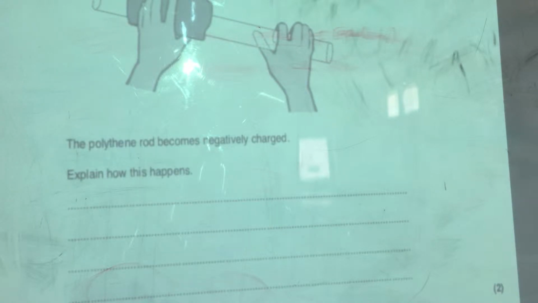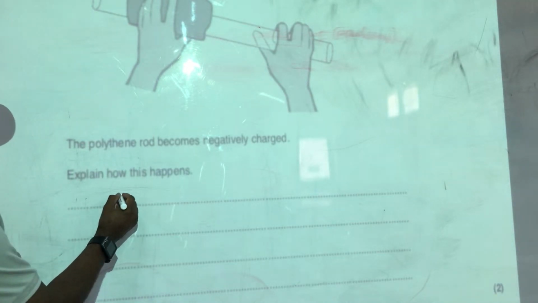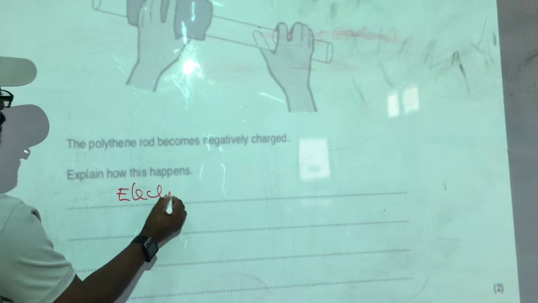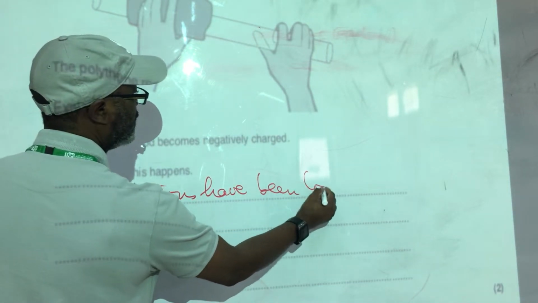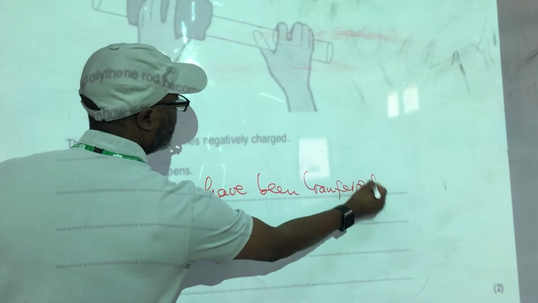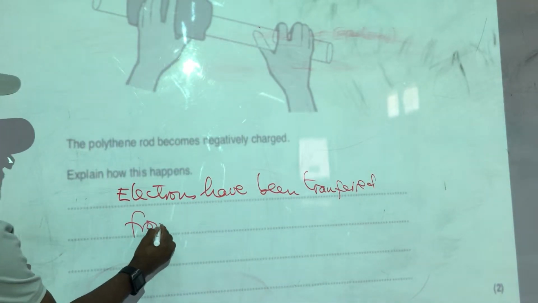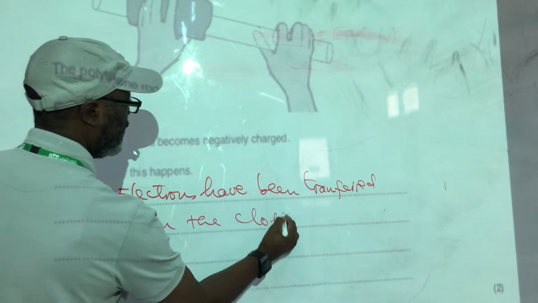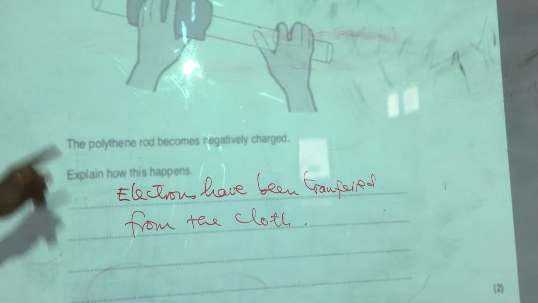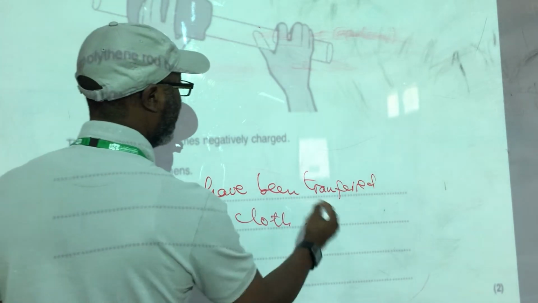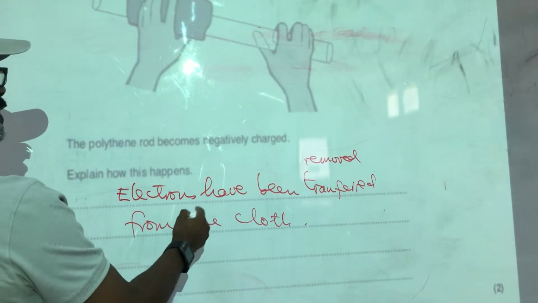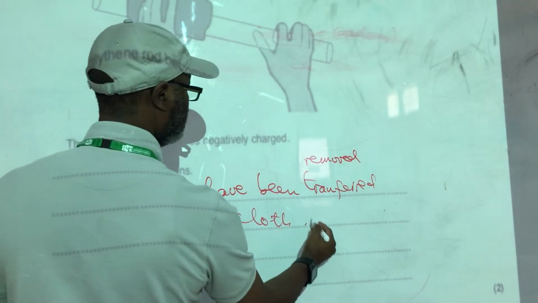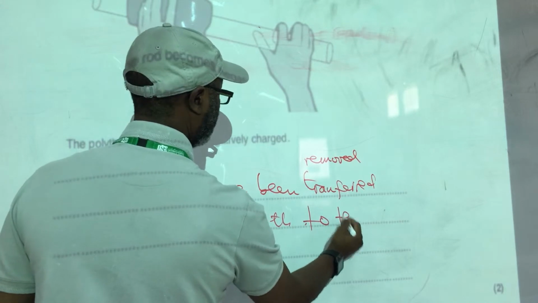So the possibility that the polythene rod becomes negatively charged is because electrons have been transferred from the cloth. And you can use different choice of words. You can say electrons have been removed from the cloth to the rod.